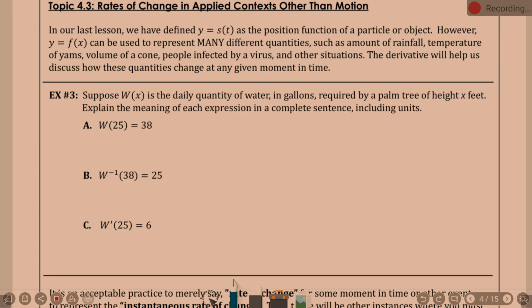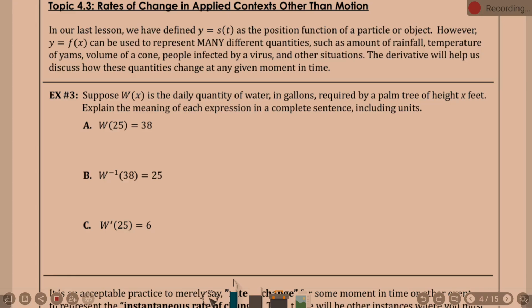Okay. Page 2. In our last lesson, we defined S of t as a position function of a particle or object. However, y equals f of x can be used to represent many different quantities, such as amount of rainfall, temperature of yams, volume of a cone, people infected by a virus, and other situations. The derivative will help us discuss how these quantities change at any given moment in time.